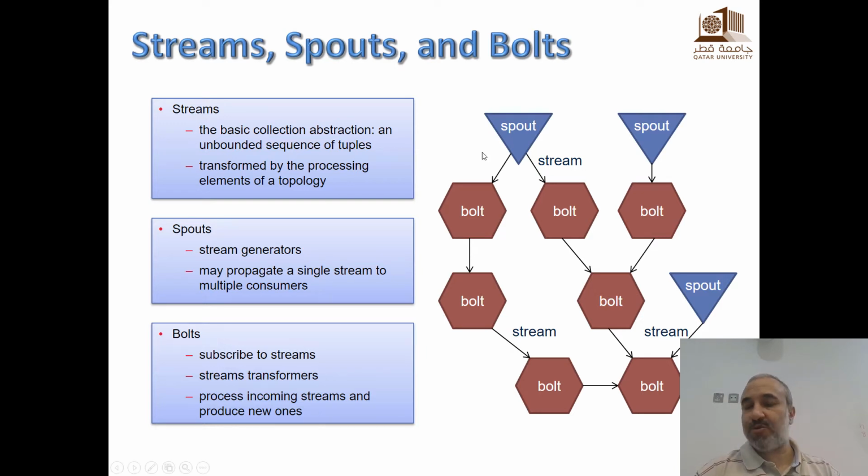In a topology, as you see here, you can have multiple spouts. Of course, at least you have to have one, right? Otherwise, there's no stream. But you can have multiple, as you will see here. And of course, you have at least one bolt. Otherwise, you are not doing anything with the stream. But generally, you can create your own topology through, of course, the API of Storm.